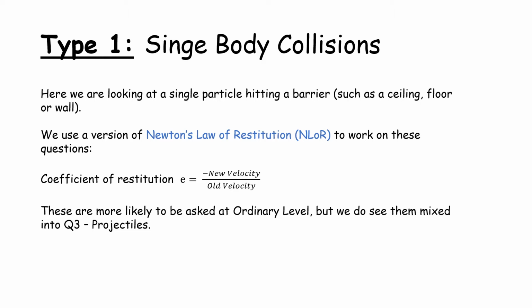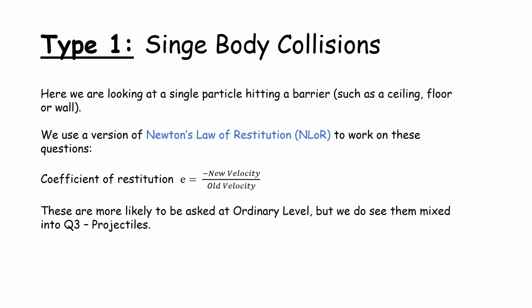There's lots of different ways that you can write this. You can write, like I have here, E is equal to minus the new velocity over the old velocity. You can put the minus in front of the E, so minus E is new velocity over old velocity. That minus can go anywhere. You can say E times the old velocity is minus the new velocity. So any version of that fraction is absolutely valid.